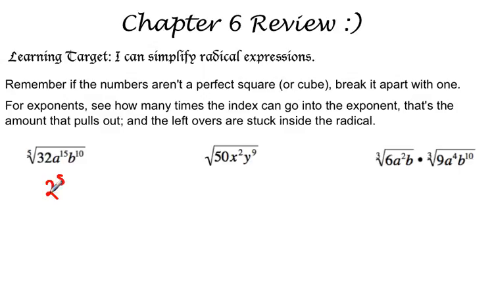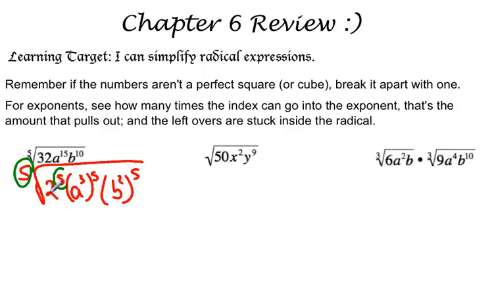A to the 15th, well, 5 can go into that 3 times, so it's really A to the 3rd to the 5th. And B to the 10th, 5 can go into that twice as well, so it's really B squared to the 5th. Now, if you're taking the 5th root of this, you can then use that index with the outside exponents to pull out those pieces.